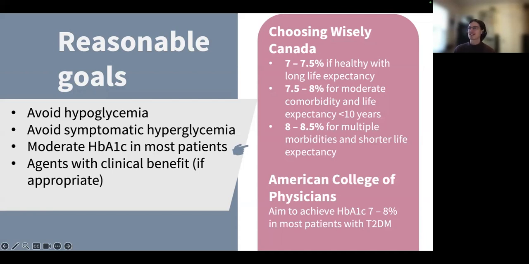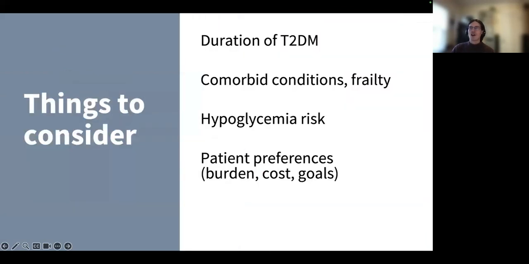And again, that makes sense because we want to avoid hypoglycemia and minimize treatment burden as much as possible as we get to shorter life expectancy and very complex health. And then the American College of Physicians, they're a little bit simpler in saying, most people should have an A1C between 7 and 8. And again, I think that's a reasonable range in the face of existing evidence.